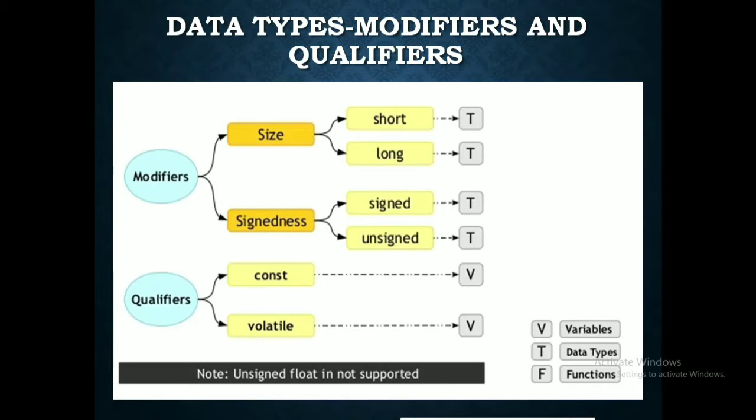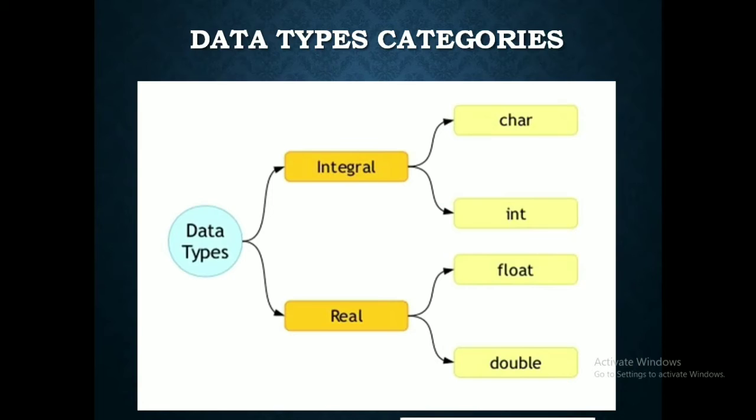Data types. There are mainly two kinds in C programming, that is modifiers and qualifiers. In modifiers, size and signedness types are there. Size means short and long. The data types can be either short or long. Signedness means signed or unsigned. It means that the data has a positive or a negative sign. Qualifiers are the variables. Here we cannot change the value of the qualifier, that is const and volatile.